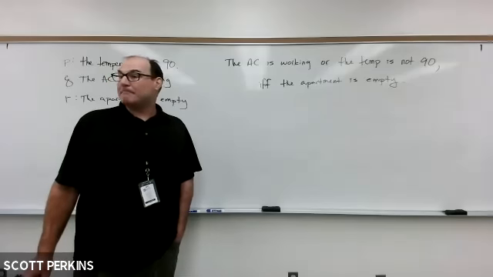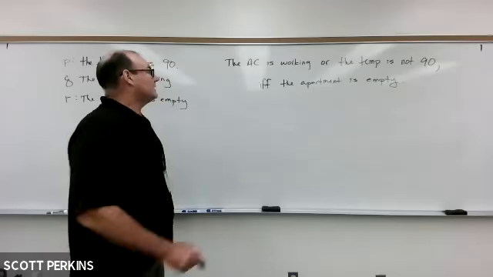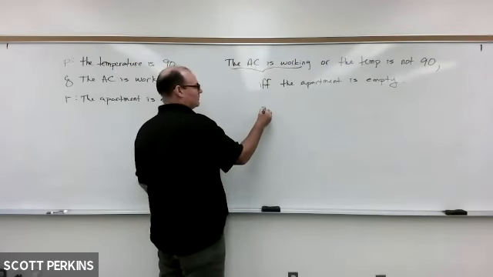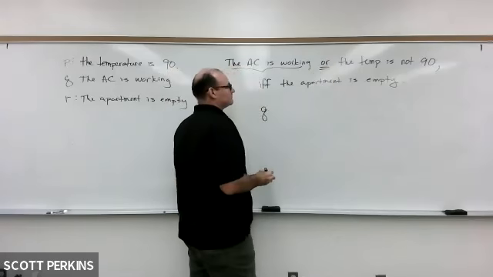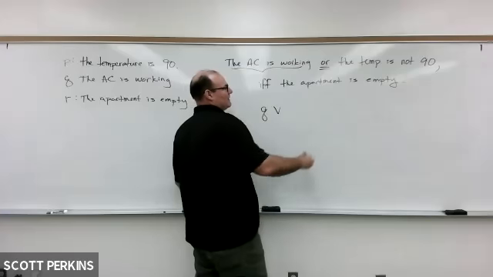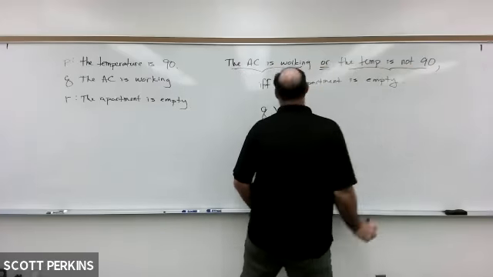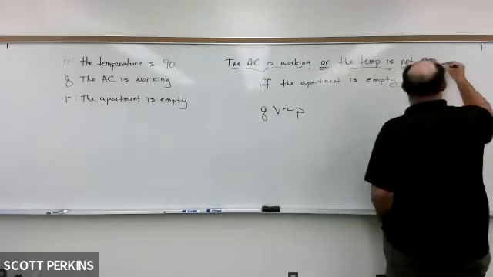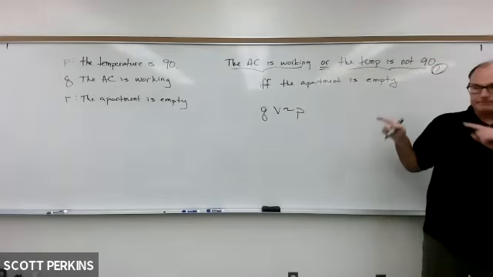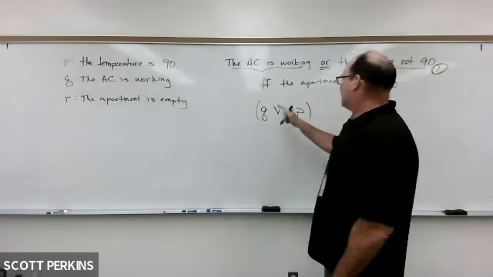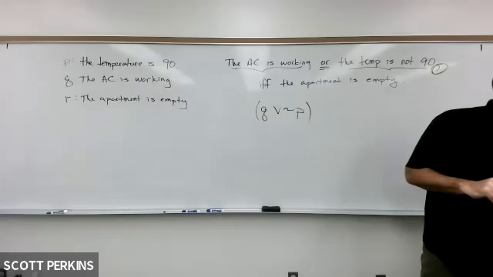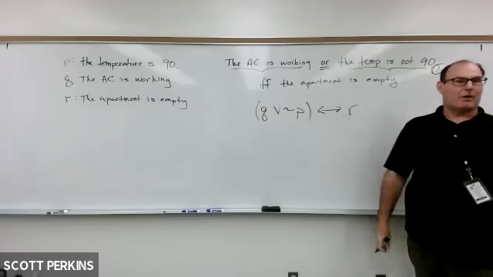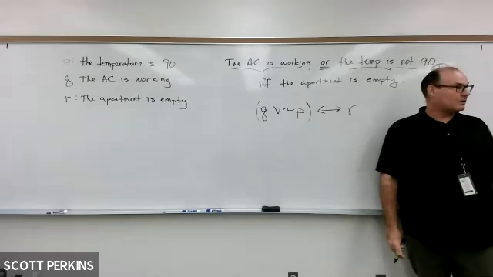I'm just going to go bit by bit. Let me know if you have a question. So the AC is working. That is what? Q. The word or? V. The disjunction. The temperature is not 90. Squiggly P. I notice there's a comma. So that comma tells me to do what? Put those in parentheses. If and only if. The double arrow. And the apartment is empty is R. Okay, you're all right.